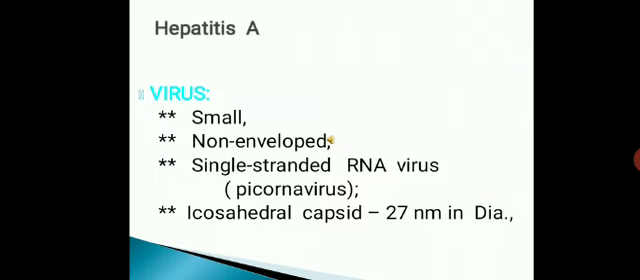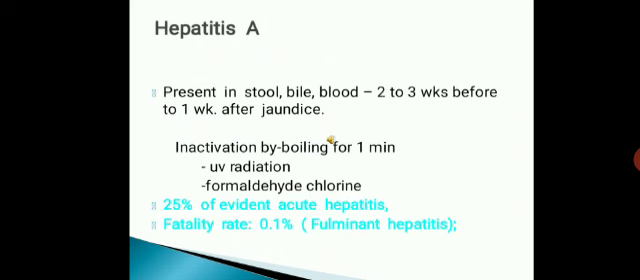This virus is a small non-enveloped virus. It consists of a single-stranded RNA. It is a picornavirus and it has an icosahedral capsid which is 27 nanometers in diameter. It is present in stool, bile and blood and it is excreted in the stool 2 to 3 weeks before and 1 week after the occurrence of jaundice.